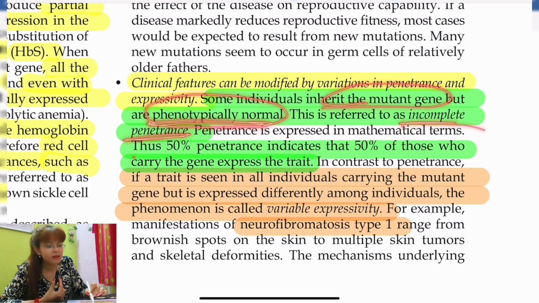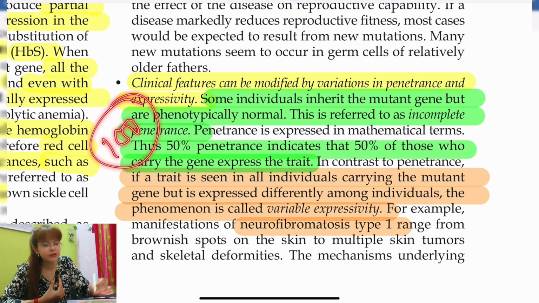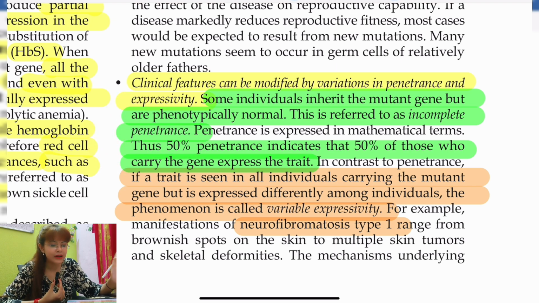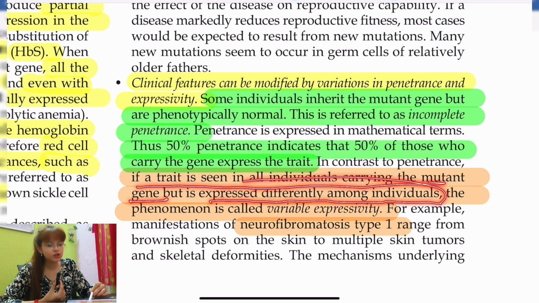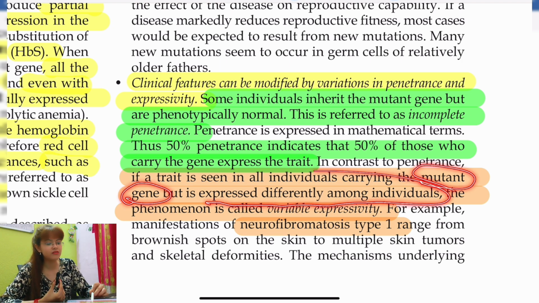Okay, thus 50% penetrance indicates that 50% of those who carry the gene express the trait. So if there are 100 people, 50% means 50% of the people who carry the gene, they only express the trait, not the entire population. And what is variable expressivity? It means that if a trait is seen in all individuals carrying the mutant gene, it is expressed differently among different individuals. So whatever mutation has happened or whatever mutant gene is present, it is expressing differently in different individuals, and that is called variable expressivity.